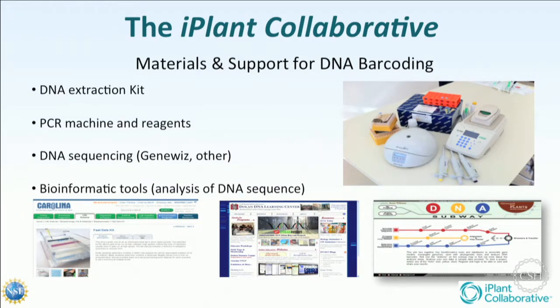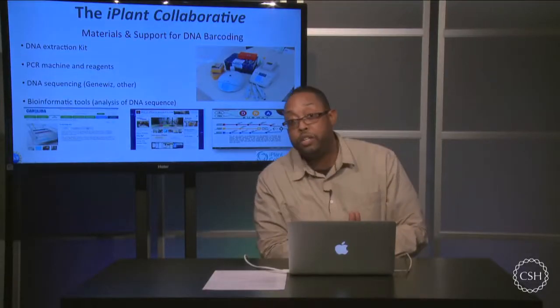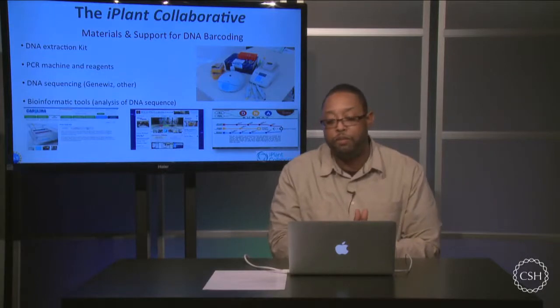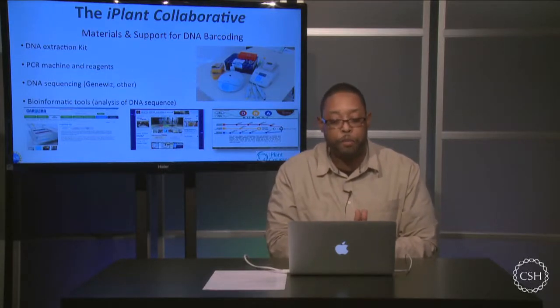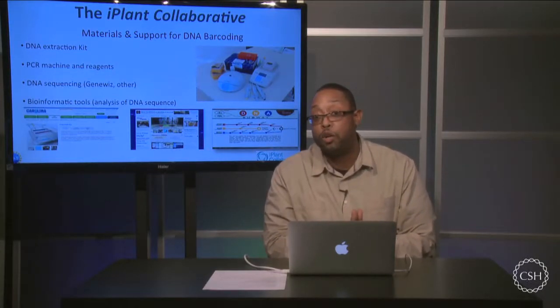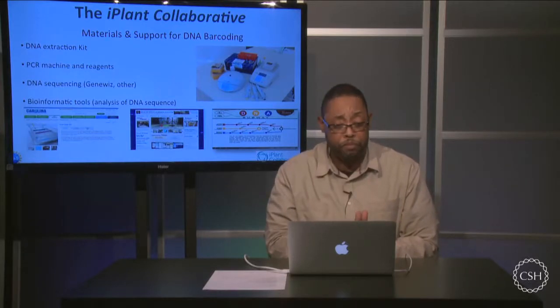Now, some of the things that we're physically going to need when we get started is some form of extraction method. It can be a kit, which could be QIAGEN or Promega, which are some of the things that we've used back at Cold Spring Harbor Laboratory for some of our projects, like the Urban Barcode Project in Manhattan.